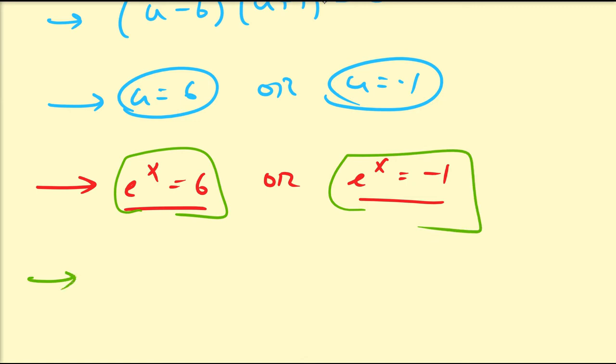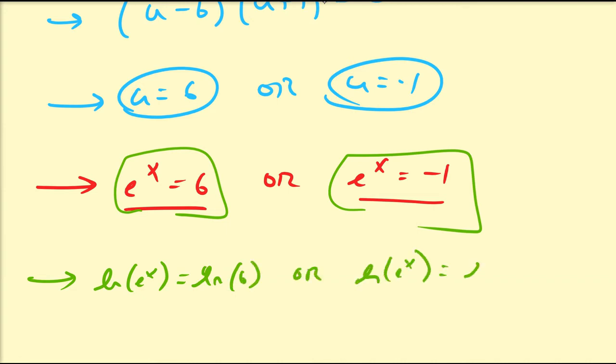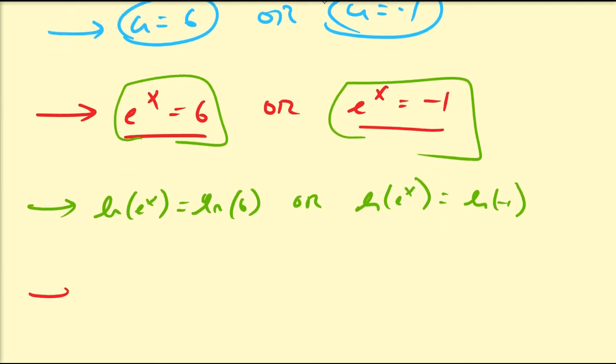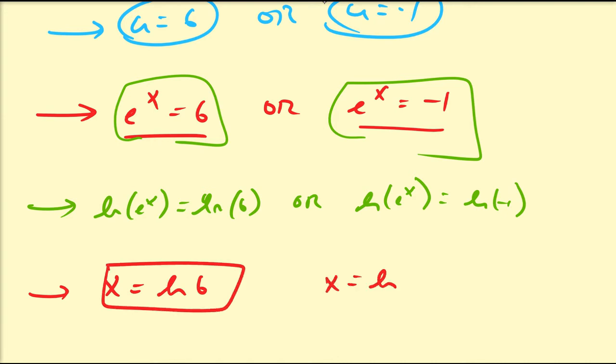So I'm going to take the log of the first one. So we have the natural log of e to the x is equal to the natural log of 6, or the natural log of e to the x must be equal to the natural log of minus 1, right? So the left-hand side is just nice. So that's going to be x is equal to the natural log of 6, and the right-hand side is going to be x is equal to the natural log of negative 1.